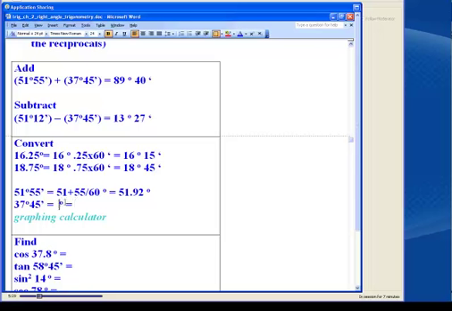And here we have 37 plus 45 divided by 60 degrees. So we're going to come up with 37.75 degrees.